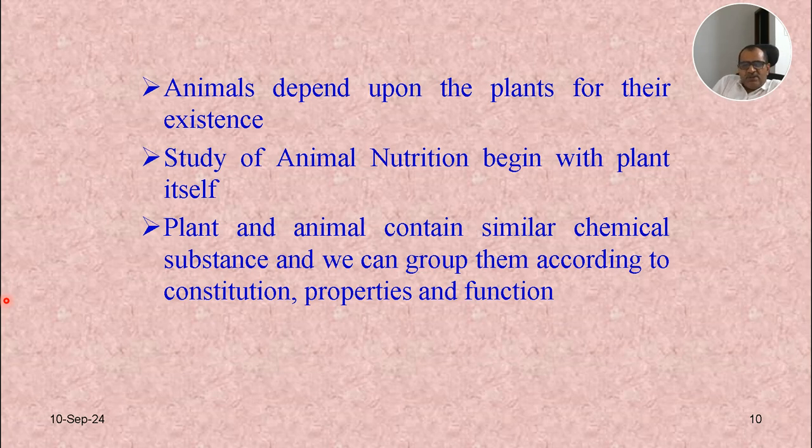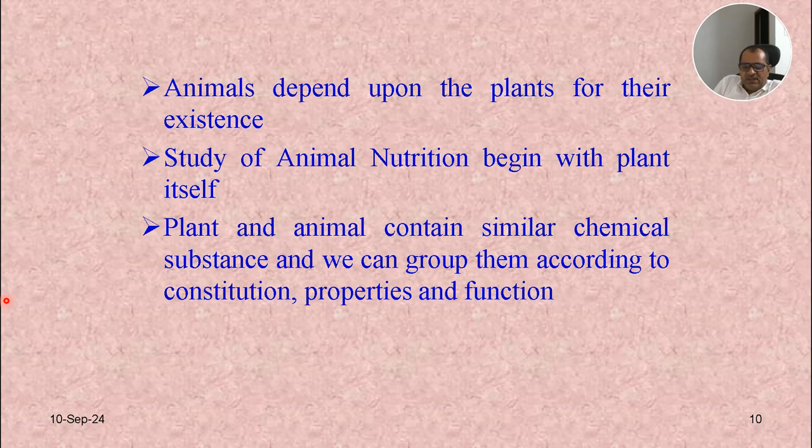Then the study of animal nutrition begins with the plant itself. Most of the animal feed consists of plant origin itself, whereas only a few of the carnivores may survive on the meat of herbivorous animals. So the plant can never be excluded from animal feed.